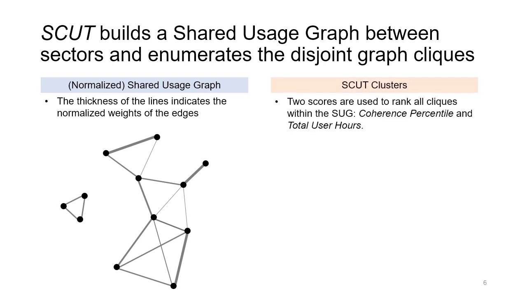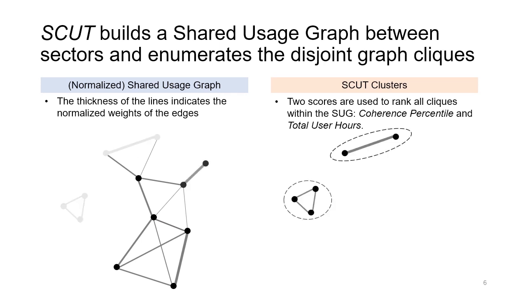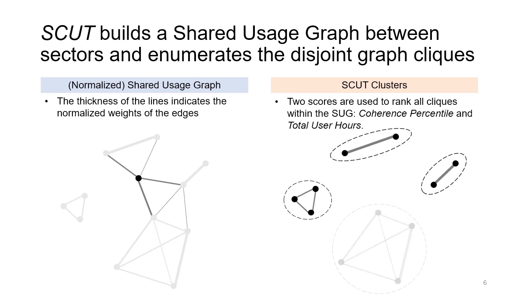And then, it enumerates the disjoint graph cliques from the shared usage graph. We use 2 scores to rank those cliques, coherence percentile and total user hours. This ranking is used to select the disjoint cliques and output them as cluster definitions. And as an illustrative example, the SCUT algorithm would output the following clusters from the shared usage graph on the left.